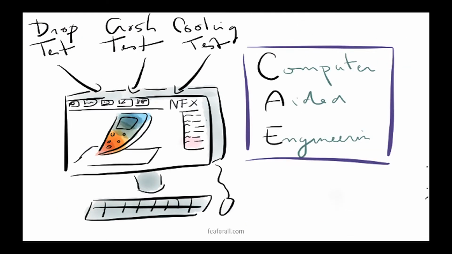So as you see, CAE stands for Computer Aided Engineering. It is a way to solve all kinds of engineering problems of your product with a computer. This kind of software is also known as FEA analysis software because it uses finite element analysis to solve engineering problems. You can directly perform all these tests, drop test, crash test, and cooling test, in the CAE software, and you don't need to spend money on so many physical tests.